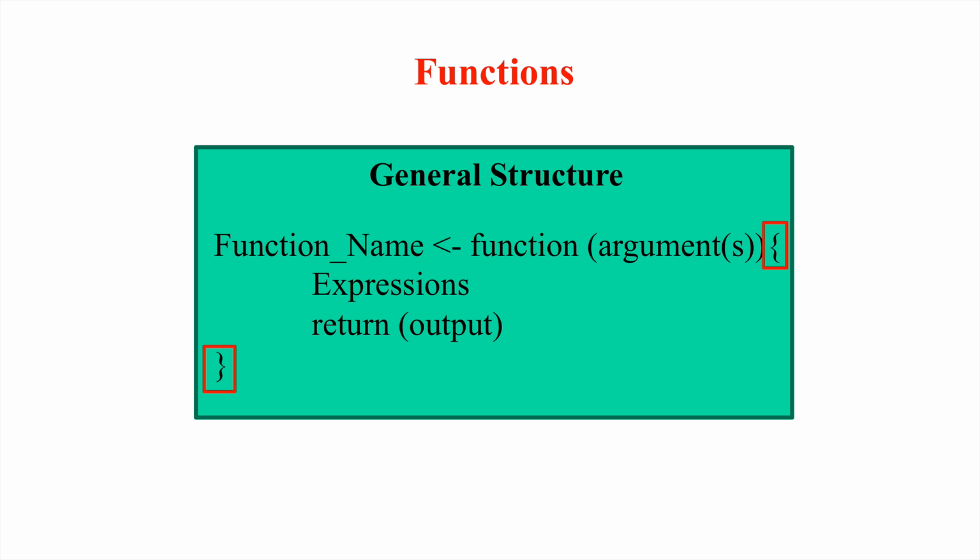Then in between these curly brackets, we have the expressions, or the code for all of the intermediate steps that are done in order to get an output. And then we write the word return, and in round brackets, we specify what we want to be returned to the console.